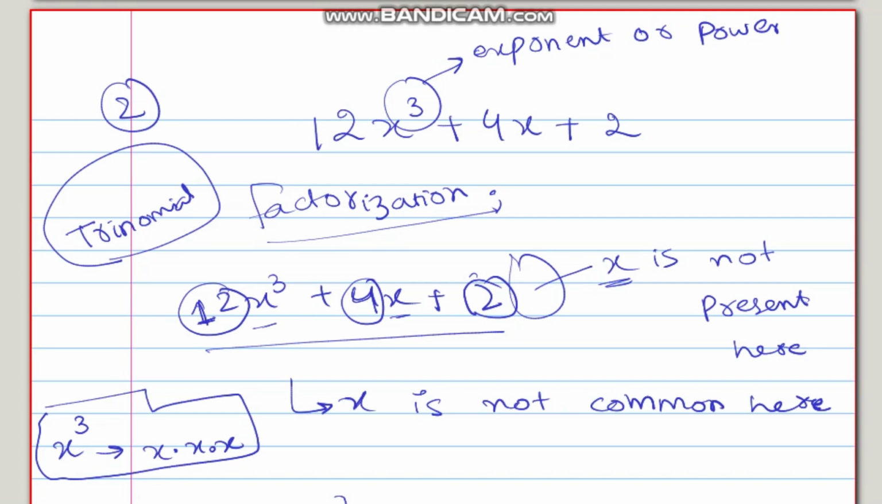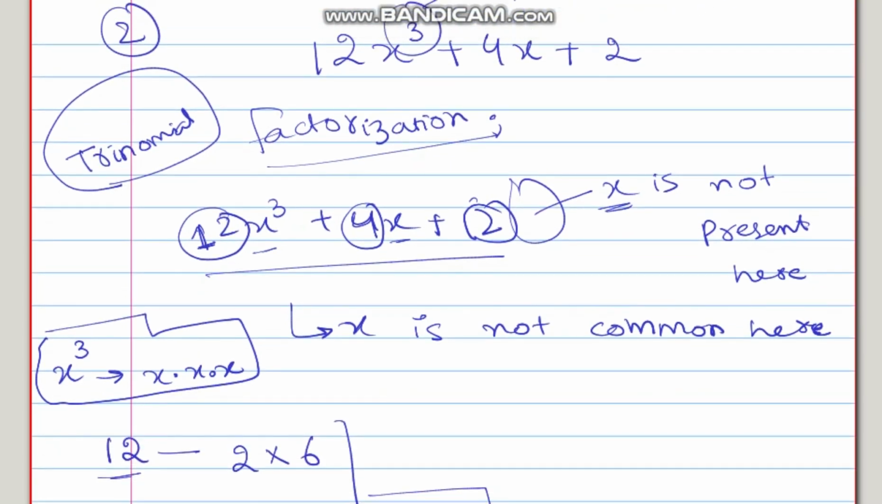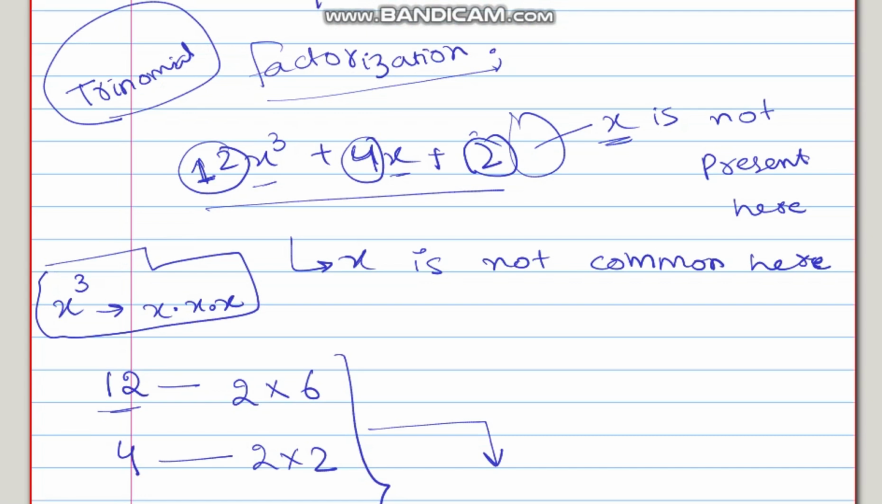So the second example we have done in the previous class is this. We have taken a polynomial, 12x³ + 4x + 2. Actually, this is a trinomial because it contains three terms. And what we have done is the factorization, and how we did that, please note the thing.